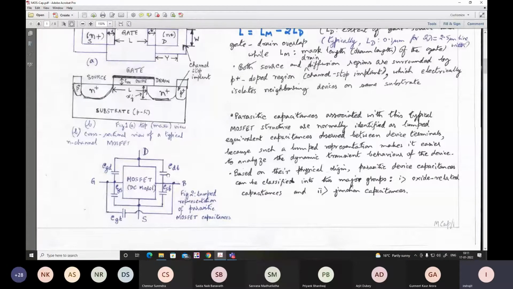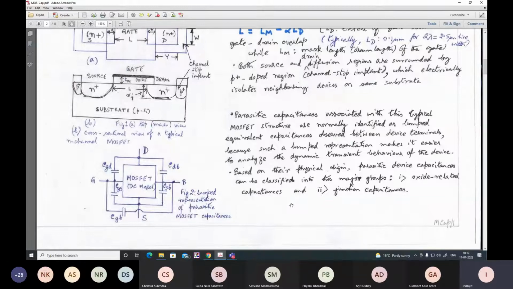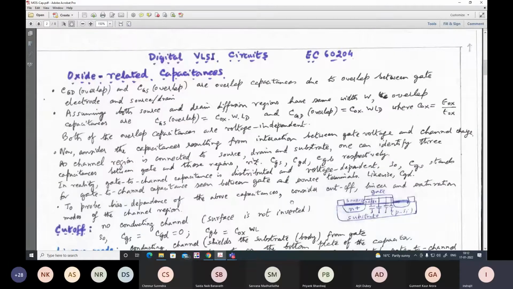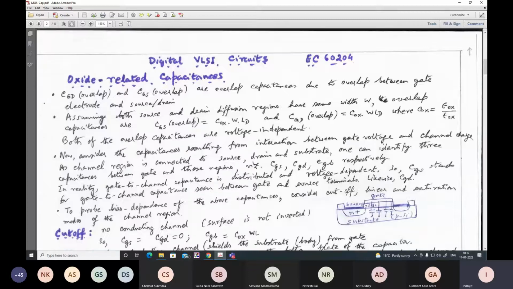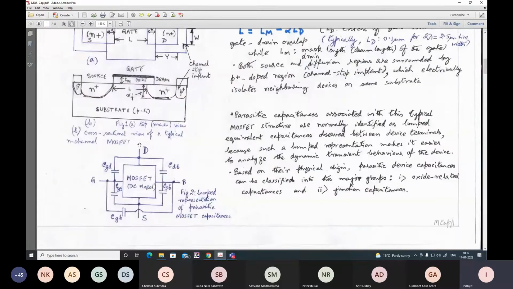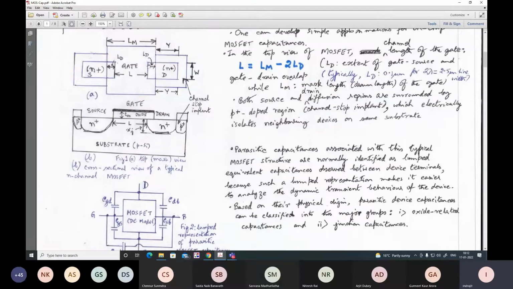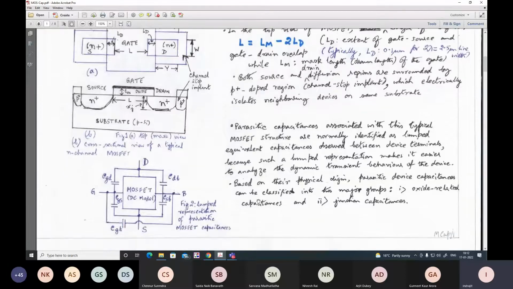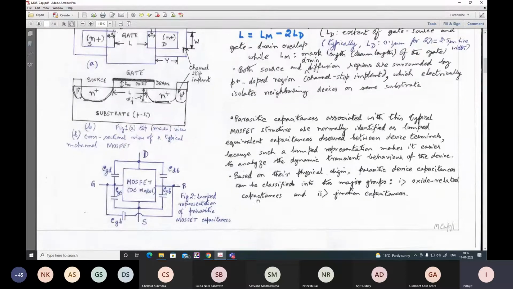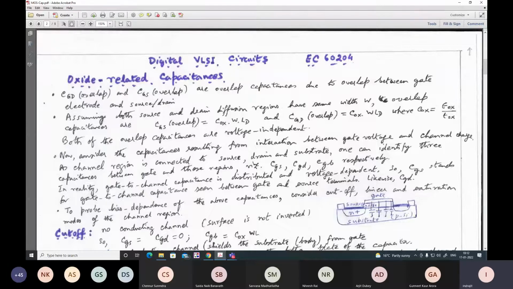Now we pay attention to the oxide related capacitance first. As we saw, the gate to drain overlap capacitance will be taken out separately. Their dimensions, as you can find, are LD here and W. CGD overlap and CGS overlap are the overlap capacitances due to the overlap between the gate electrode and the source and also the drain. For simplicity, we assume them to be equal in measure.